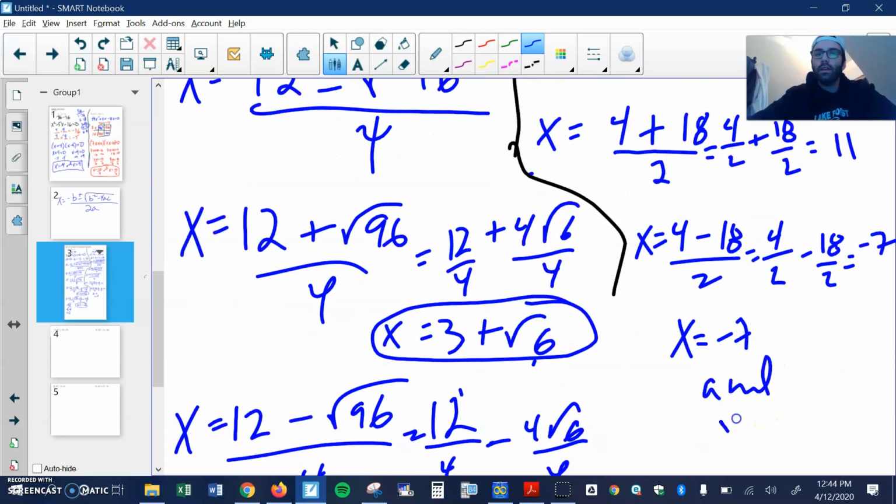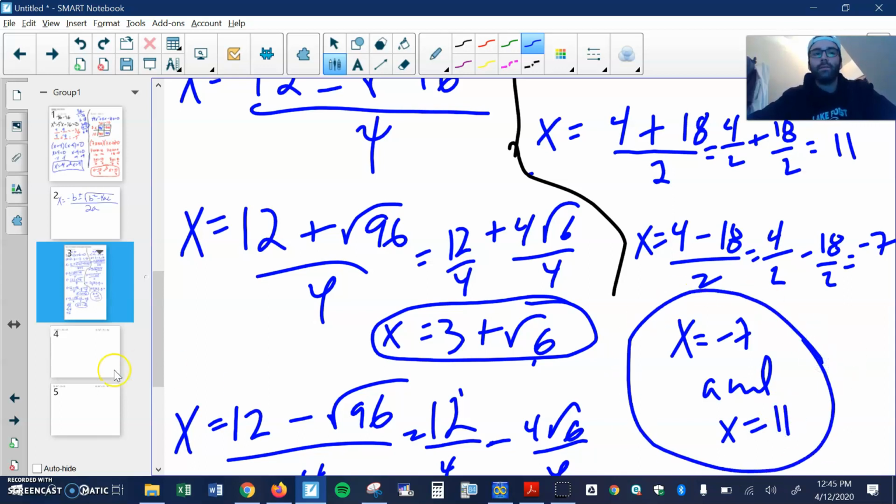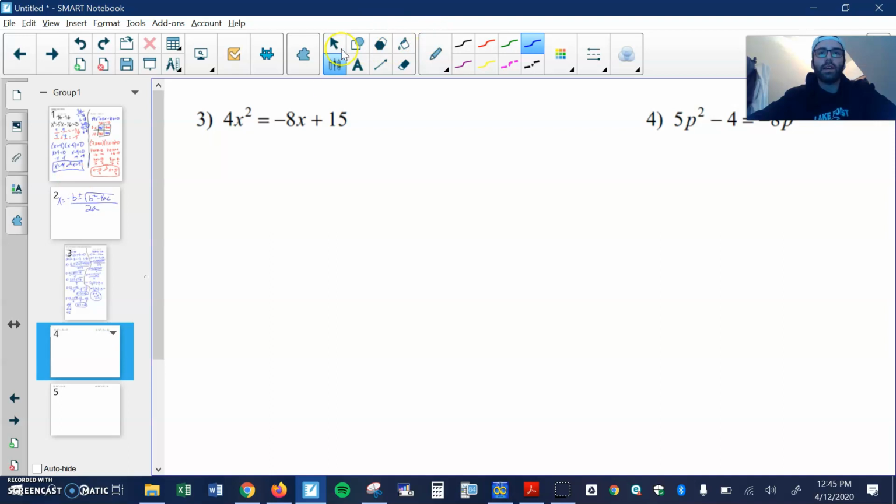And x equals 11. There you go. Here we go with the next one. I'm going to pause. I'm going to make these on 2 different pages so it's not bunched up.